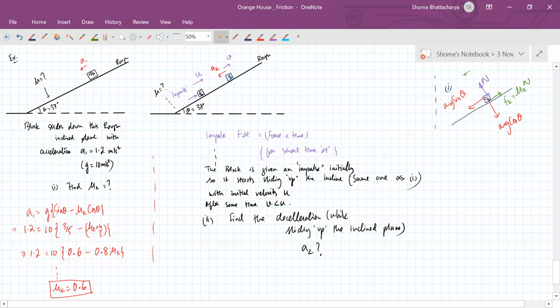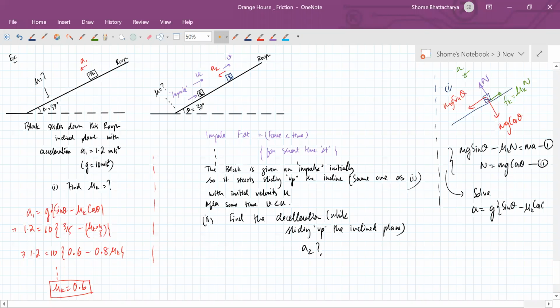So the block having an acceleration down the inclined plane of a, your equation becomes very simple. mg sine theta minus mu k into normal reaction is ma, and normal reaction is balancing mg cos theta. So solve these two equations and directly get the acceleration independent of the mass. So that's how this formula comes.